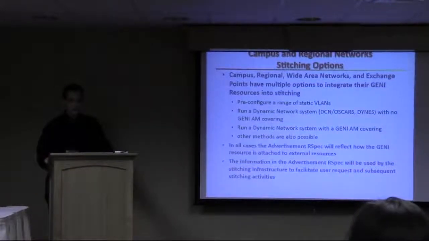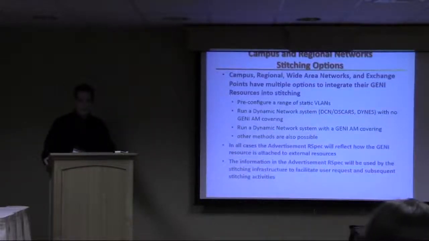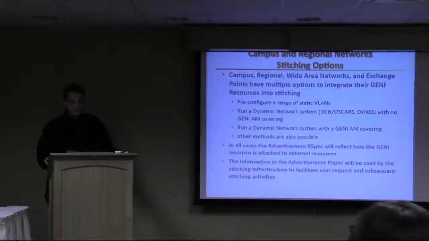If you run a dynamic system like DCN or Oscars or DINES, you can run that just as it's natively done. You don't have to have a GENI aggregate manager covering it. That would be your second option. The other option is you can have a dynamic network system and run a GENI aggregate manager covering it, which makes it more thoroughly integrated into the GENI system. And I think other people will come up with other methods. So if you're one of these types of networks and you end up with a GENI resource in your space, you need to think about which one of these methods you want to use.